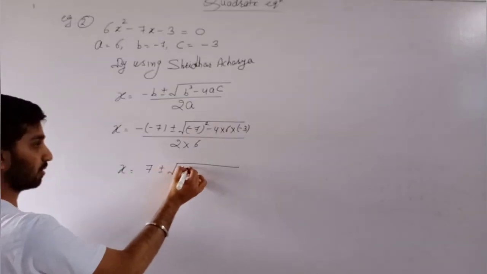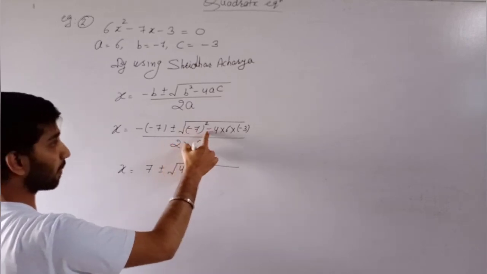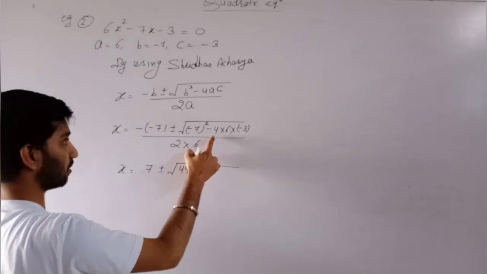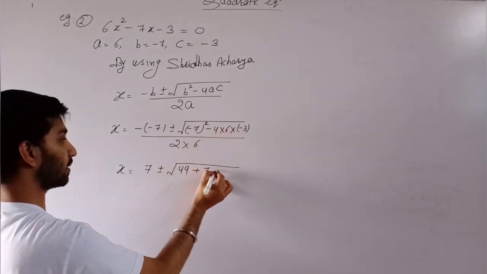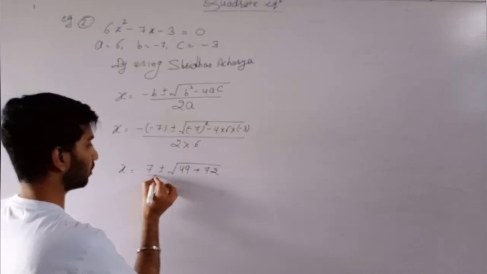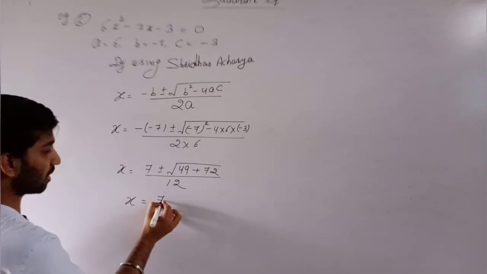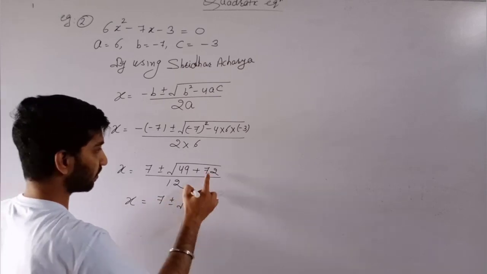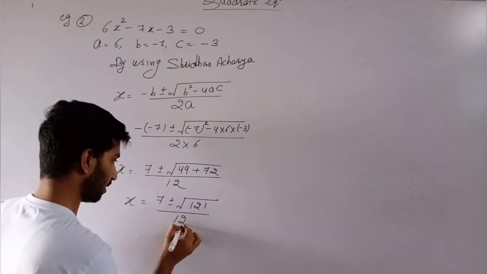Minus multiplied by minus is plus 7, plus minus root of the square of minus 7, which is 49. The square of a negative is positive, and the square of 7 is 49. Negative multiplied by negative is positive. 4 times 6 is 24, 24 times 3 is 72, divided by 2 times 6 is 12. 7 plus minus root of 72 plus 49 is 121, divided by 12.